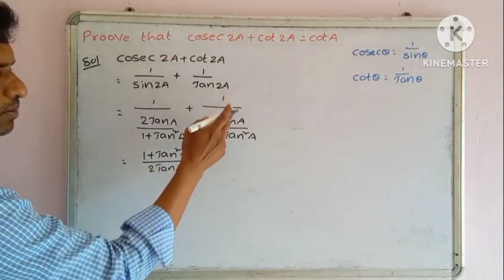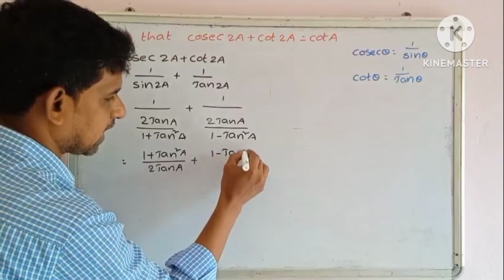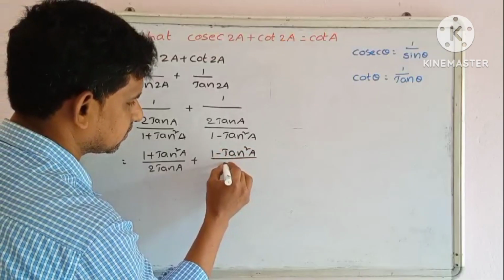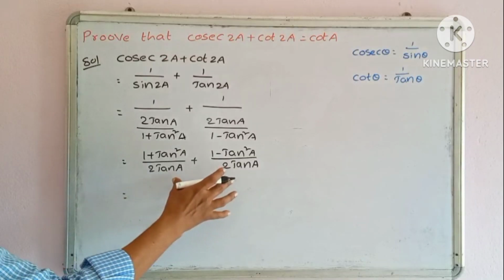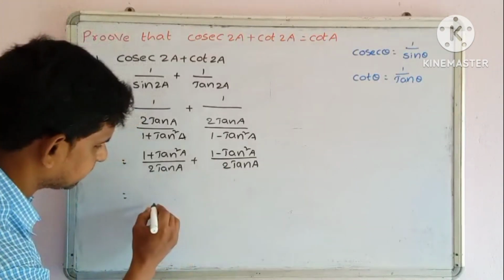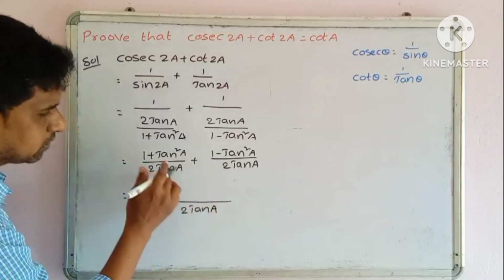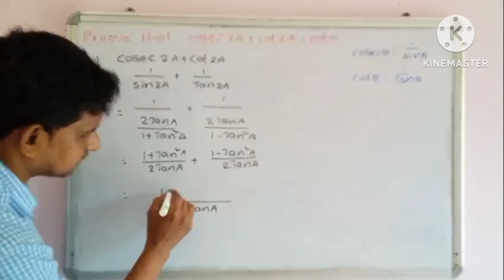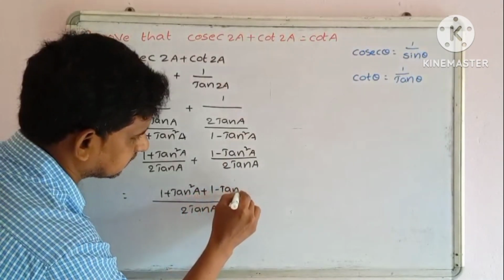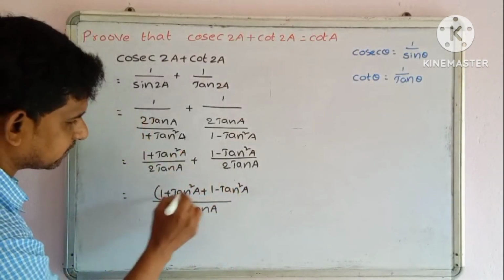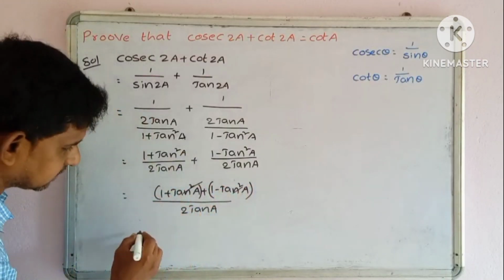Plus this is also 1 by 2 tan a by 1 minus tan square a, so 1 minus tan square a by 2 tan a. Observe that here 2 tan a is the LCM. Now the numerator is 1 plus tan square a plus 1 minus tan square a. So minus tan square a plus tan square a cancel.